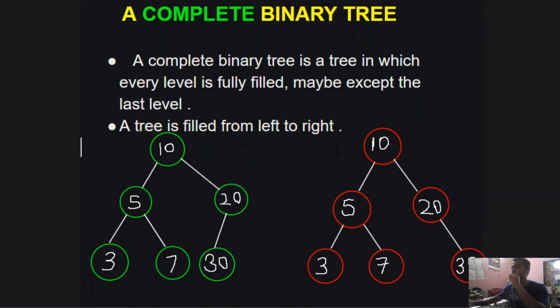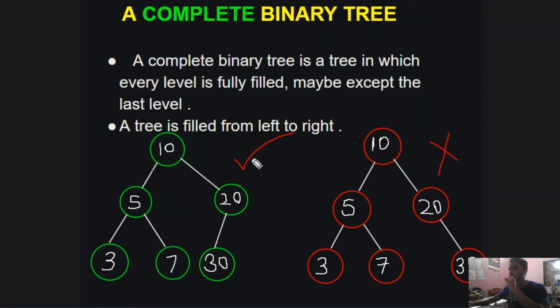All right, so what is a complete binary tree? A complete binary tree is a tree in which every level is fully filled except maybe the last level. So what that means is, in a complete binary tree, all the levels are fully filled except we can spare the last level. So this here is an example of a complete binary tree, and this is not.